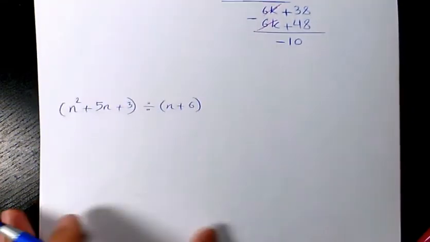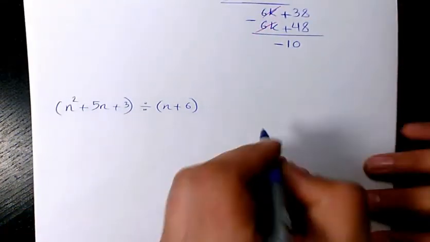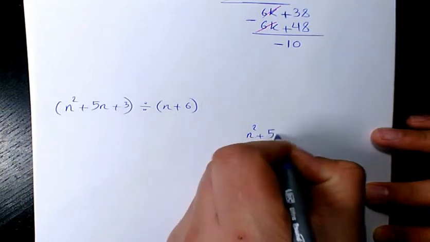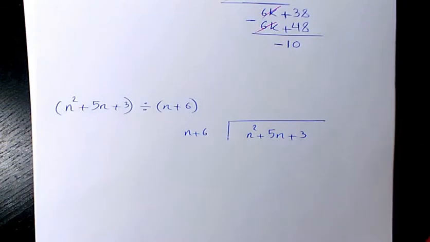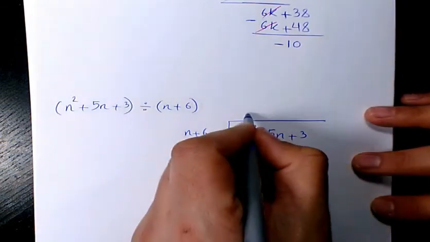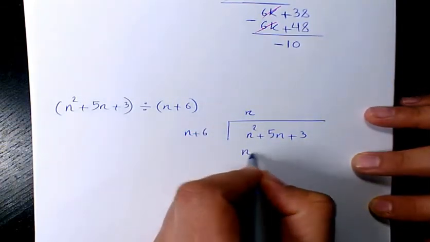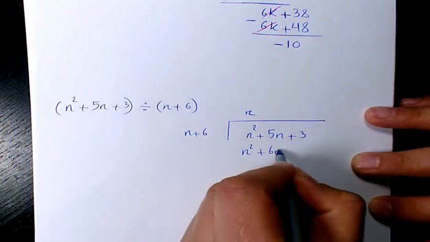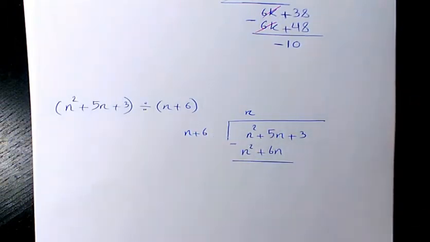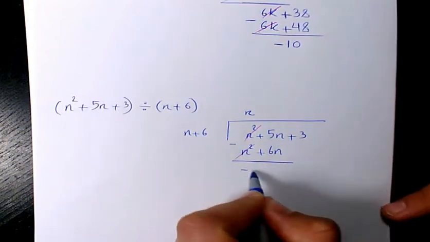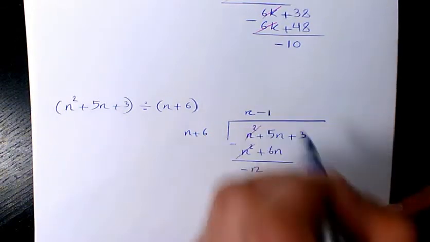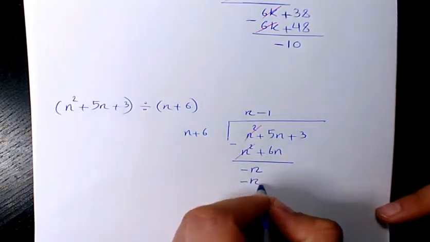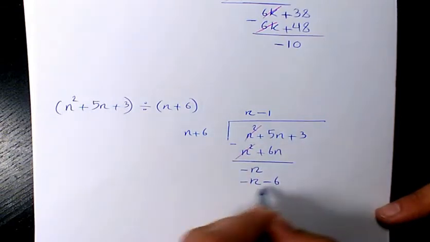Now let's see the next example. n squared plus 5n plus 3 divided by n plus 6. n squared divided by n is n. n times n is n squared. n times 6, 6n. When you subtract it, these two cancel out. 5n minus 6n is going to be negative n. Negative n divided by n is going to be negative 1. Negative 1 times n, negative n. Negative 1 times 6, negative 6.